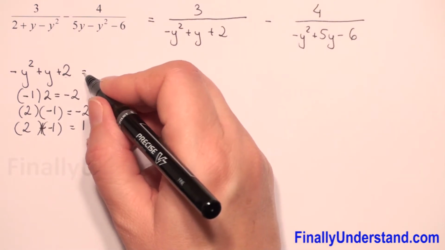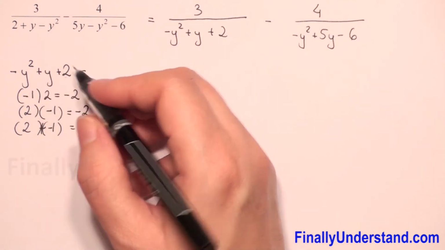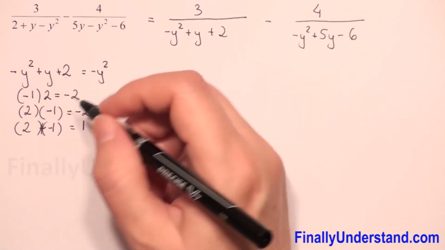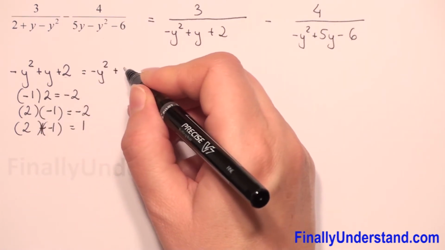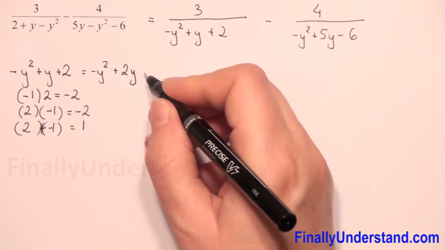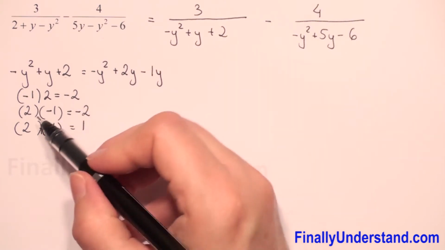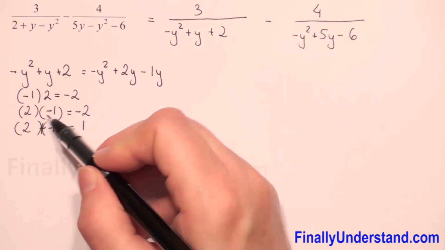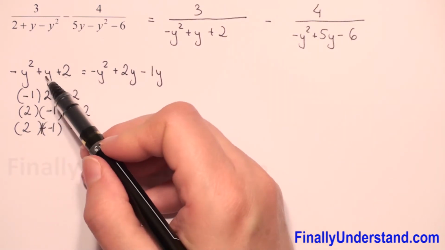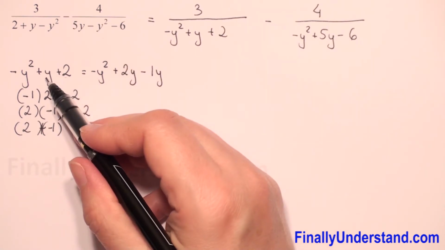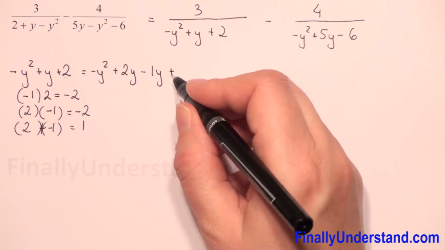So now I can rewrite our trinomial. Negative y squared we will copy. Next I will put plus 2y and minus 1y. I just have to use these numbers 2 and negative 1. I just rewrite y as 2y minus 1y. It is still 1y, and plus 2.